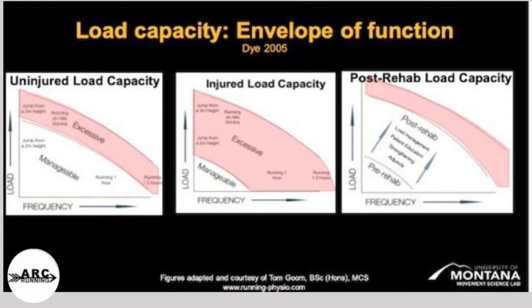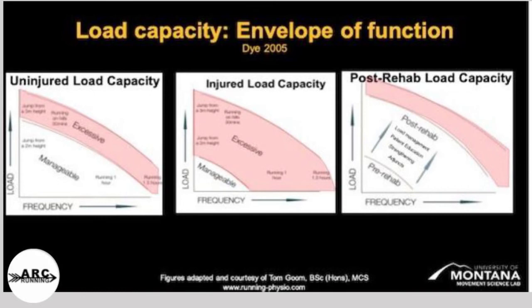On the left-hand side, load is on the y-axis and frequency. So in a nutshell, the white area is a manageable level that we can work with. So say, hey, I'm going to run 1 hour. Perfect, no issues. If I run 2 or 3 hours, I get more in the excessive zone, and that's when my tissues begin to poop out and I might get pain or injured.